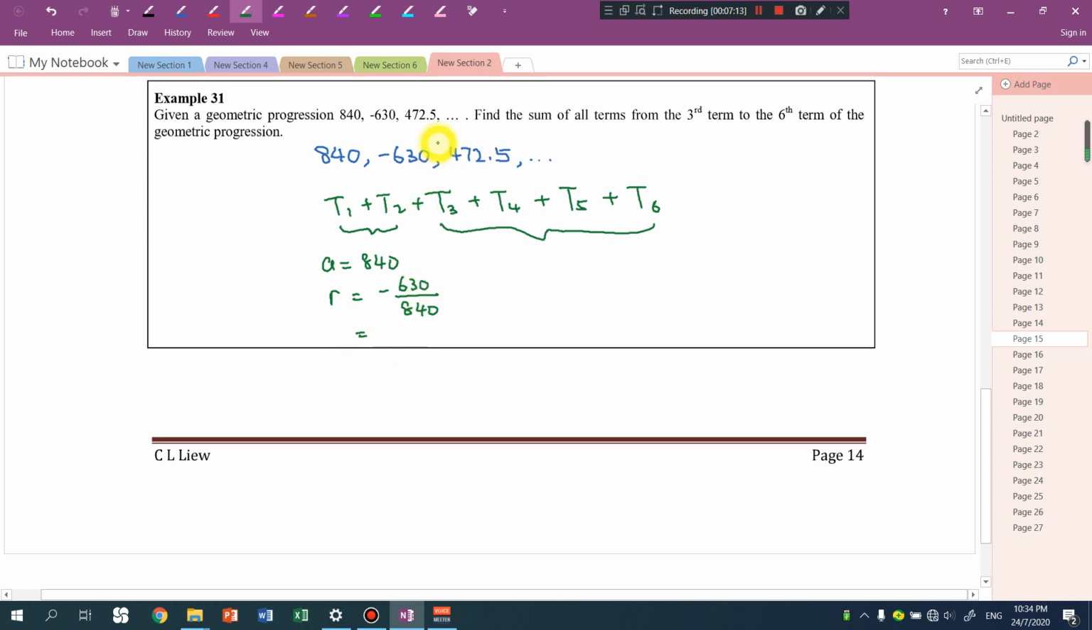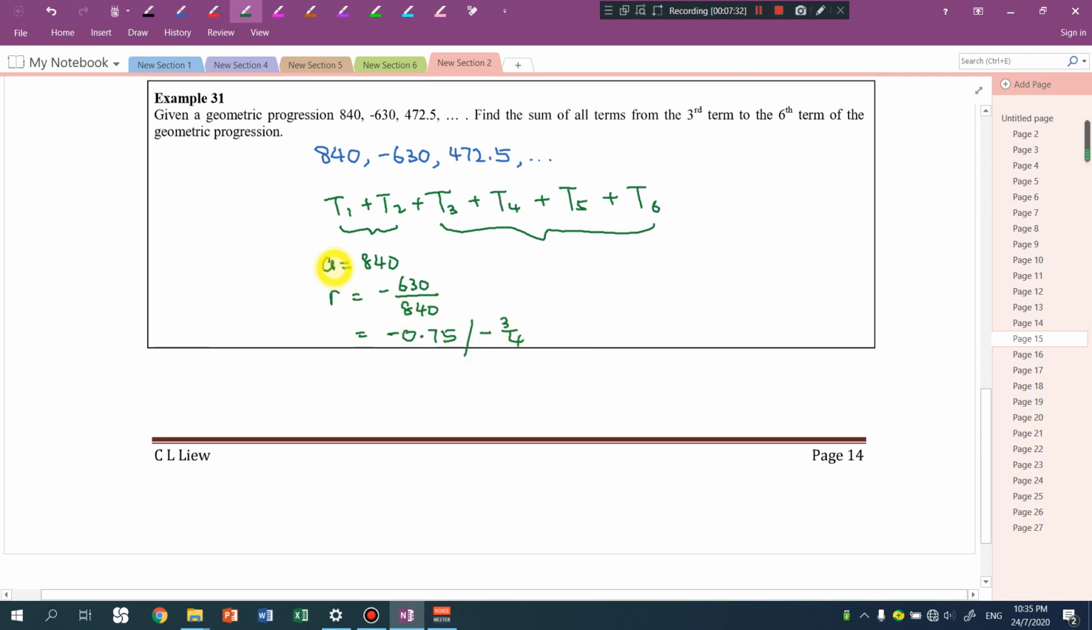Okay, press the calculator, 630 divided by 840. You will have a negative there. Okay, negative 0.75. If you don't want to write it this way, you can write negative 3 over 4. Same thing.